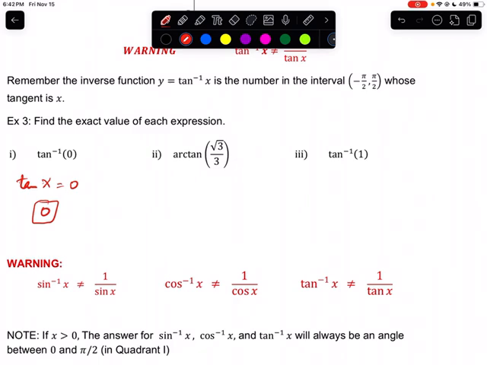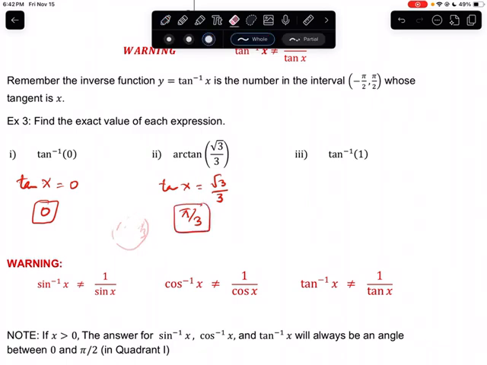In this case, the second one, arc tangent square root of 3 over 3. So we are saying tangent of x is equal to square root of 3 over 3. So which one is that? So there are two which use the square root of 3. One is pi over 6 and one is pi over 3. So which one is this one? It will be pi over 3. Okay.